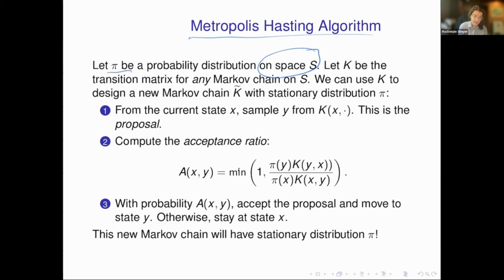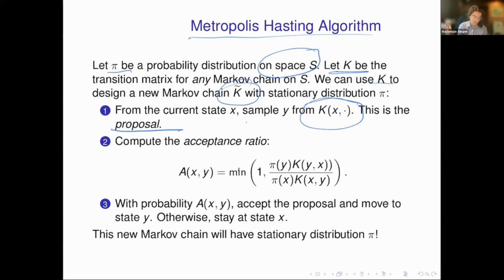So if we have pi, any probability distribution on our state space, and k can be any Markov chain. It doesn't matter what the stationary distribution of k is. It can be anything. We can use k to design a new Markov chain, call it k tilde, that has stationary distribution pi. So how this works is, from the current state, take one step according to k. Just take one step according to your Markov chain k. This is what we call the proposal step.